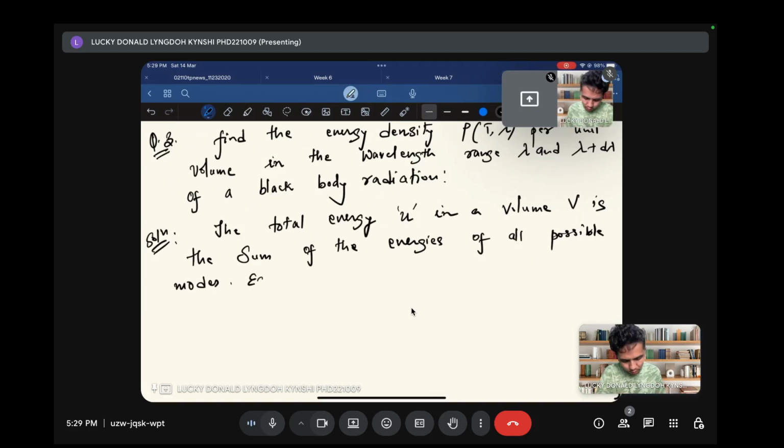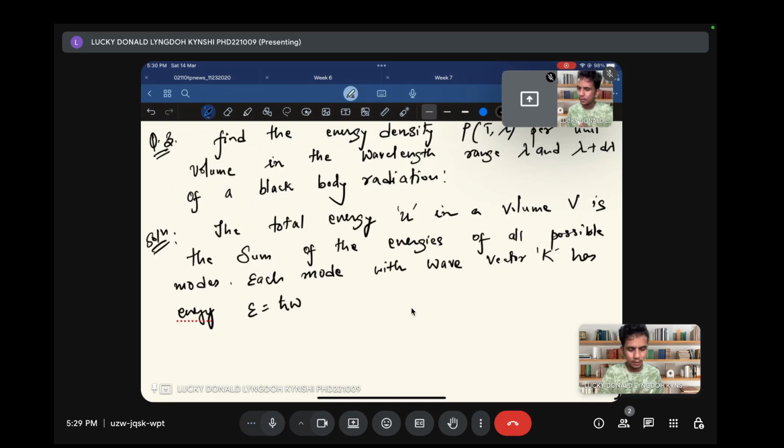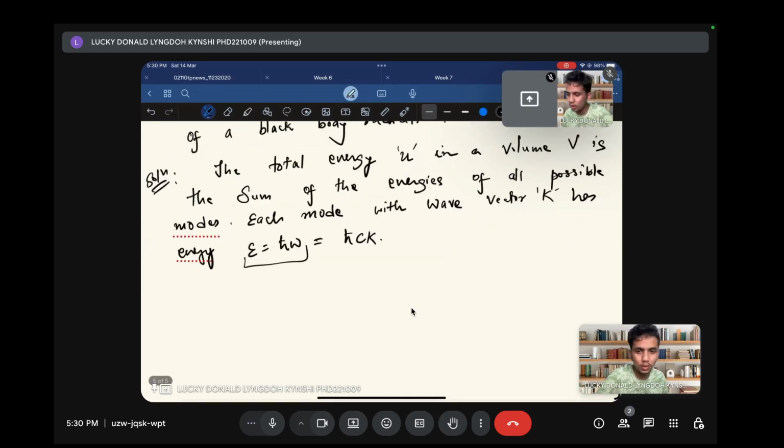So each mode here corresponds to what? Each mode with wave vector k has energy E equal to h cross omega, which is also equal to h cross c k. Why am I using this energy here? That is because you are dealing with photons. In a black body radiation you are dealing with photons.